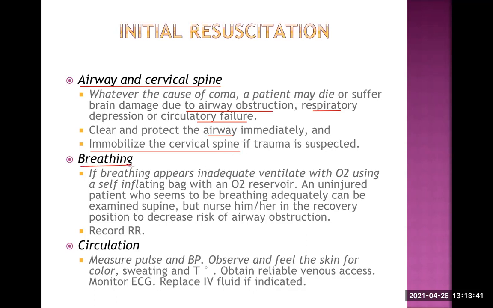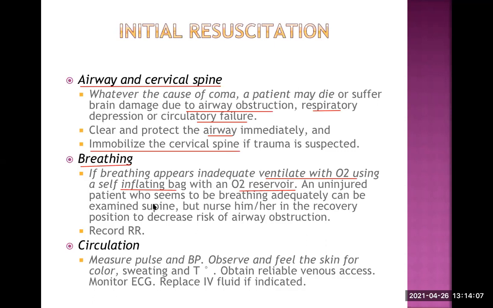Second is breathing. If breathing appears inadequate, then ventilate with oxygen using a self-inflating bag with an oxygen reservoir. This is known as AMBU bag. Oxygen reservoir is there, and we connect that AMBU bag with the oxygen supply or the oxygen tube. Okay, then we give ventilation of the patient.